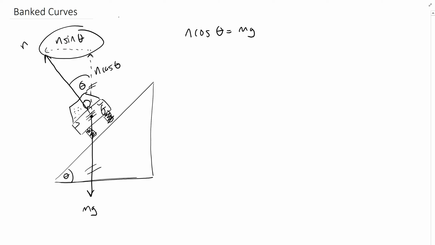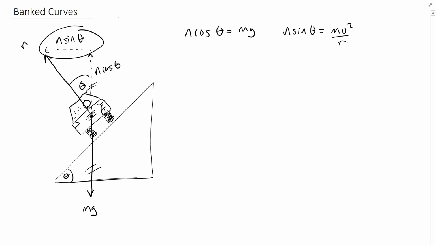Most problems that you deal with banked curves, there's not going to be friction. There's just going to be some force that's up at an angle, and the part of that force that's always unbalanced is what points towards the center of the circle at every moment. So n sine theta for us is our mv squared over r.